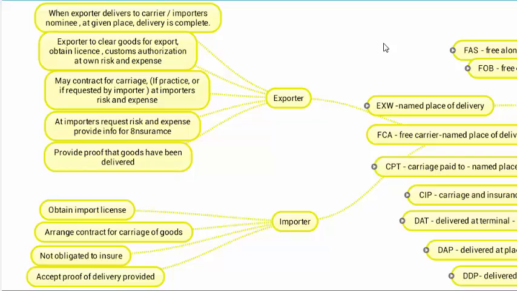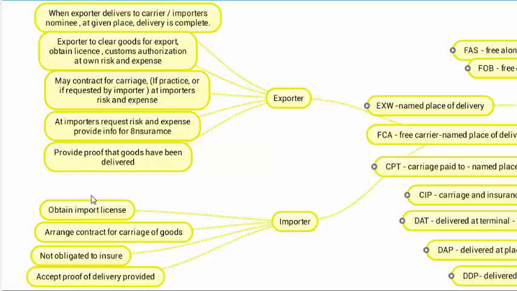Here, exporter delivers when he gives the goods to the carrier. Free carrier means you place it on the carrier, you load it onto the carrier nominated by the importer, and there your responsibility ends. If something breaks while loading, you have to replace and ensure that the goods loaded are as per the expectations of the importer.